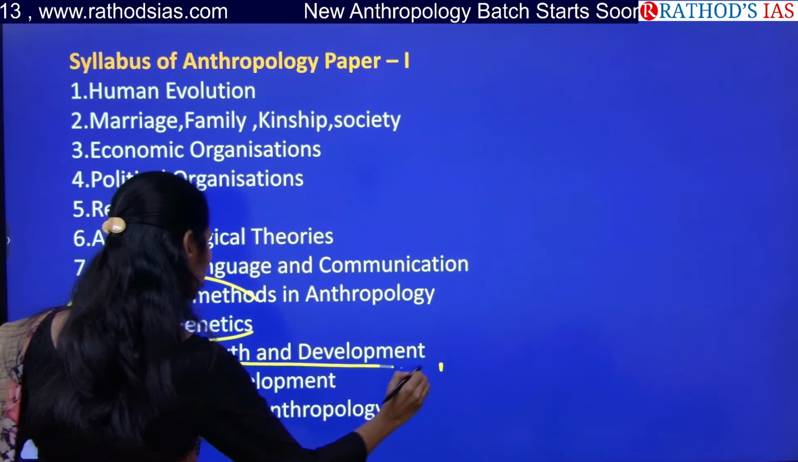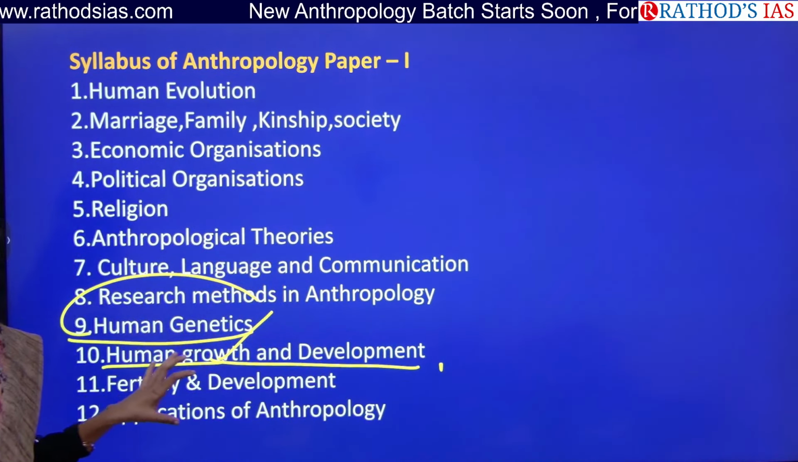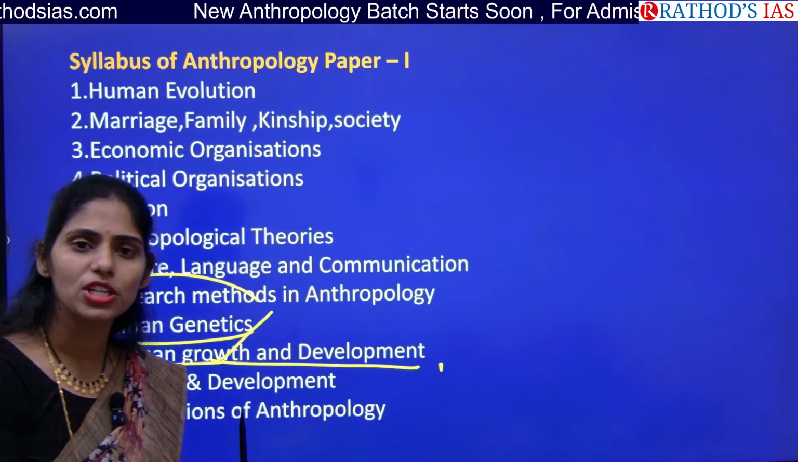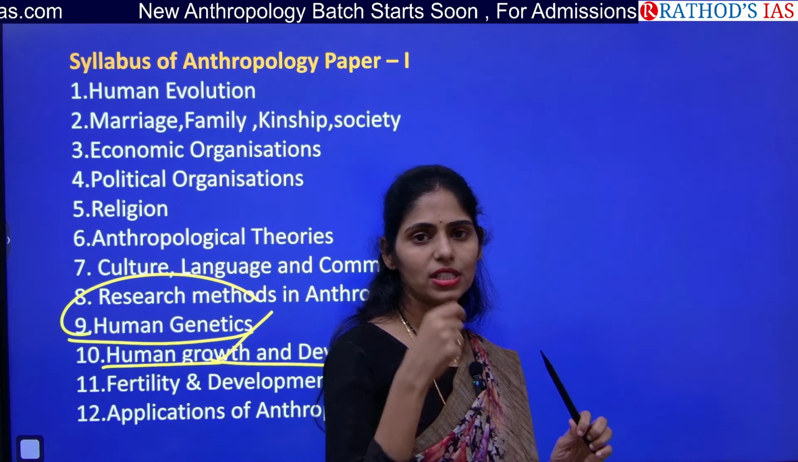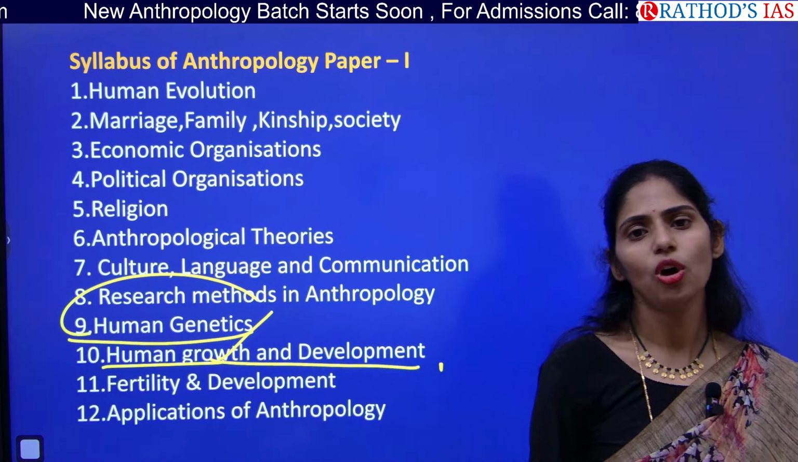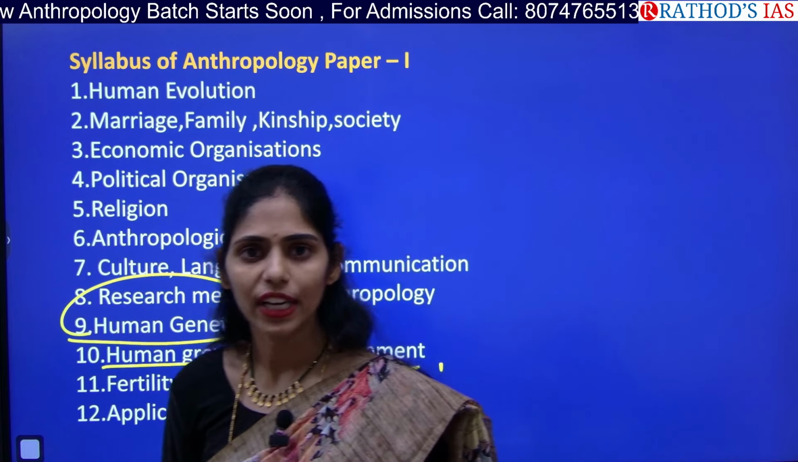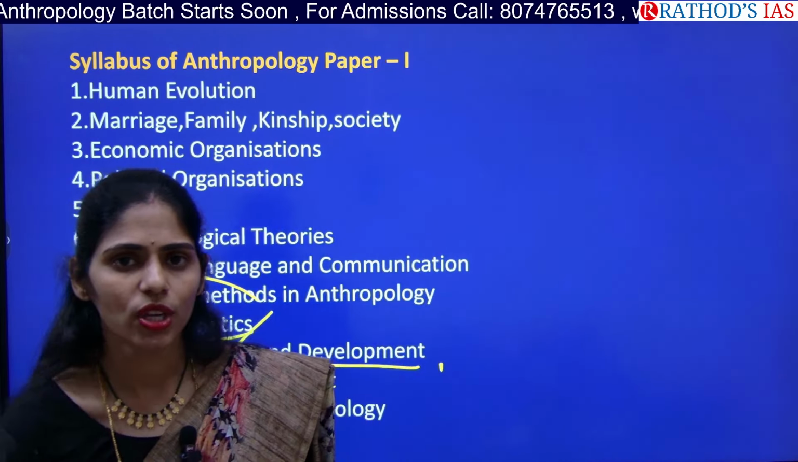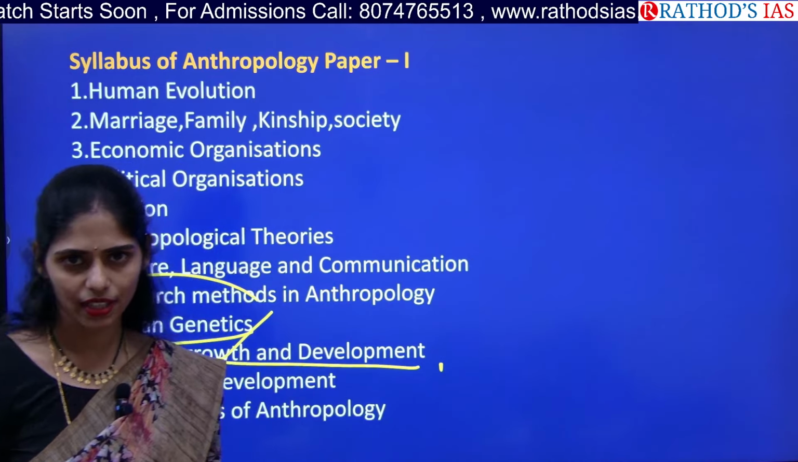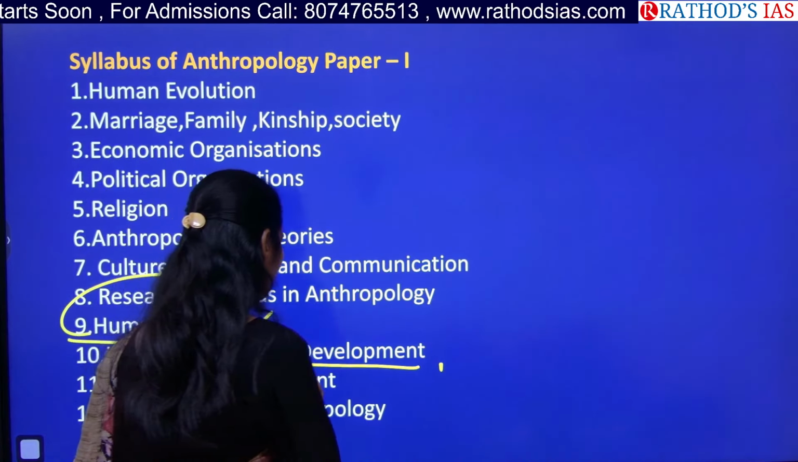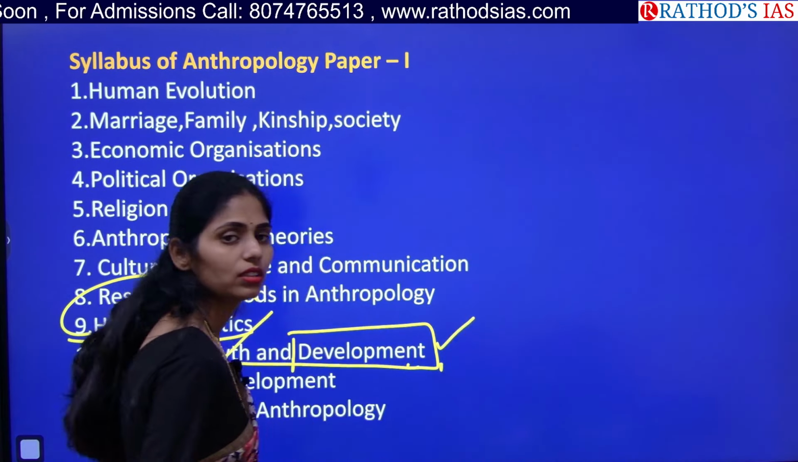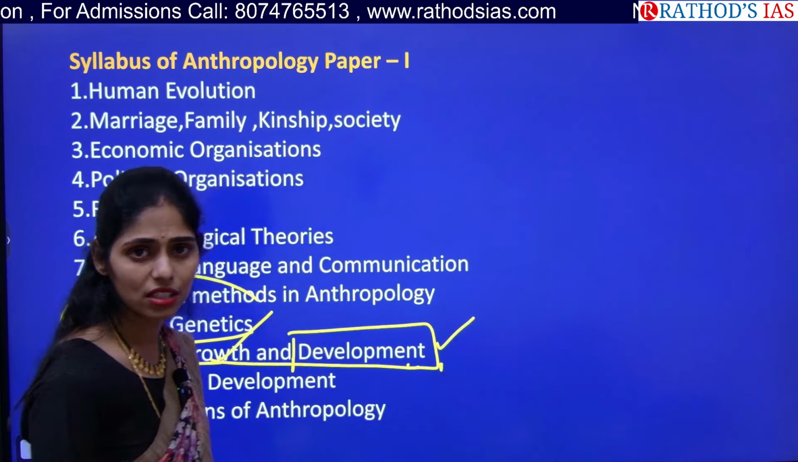So in human growth and development, growth is nothing but it is measurable. Yes or no? It is based on quantity. For example, how much growth you have seen in your nails, how much growth you can see in your hair. Whenever there is an increase of size, we call it growth, right? But what is development? Can we measure development? The answer is no. We cannot measure development.